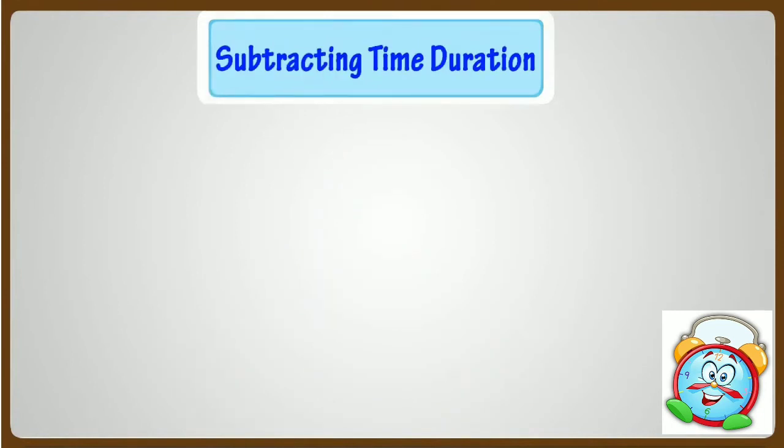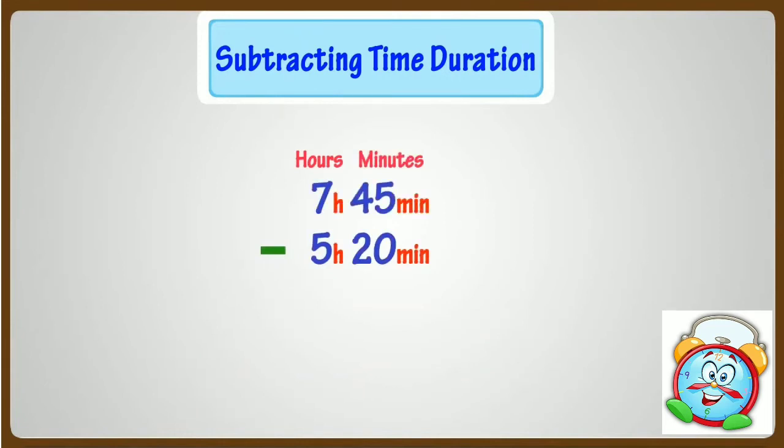Now let's learn how we can subtract time. We have to subtract 5 hours 20 minutes from 7 hours 45 minutes. While subtracting time, the same rule is to be followed. Subtract hours from hours and minutes from minutes.